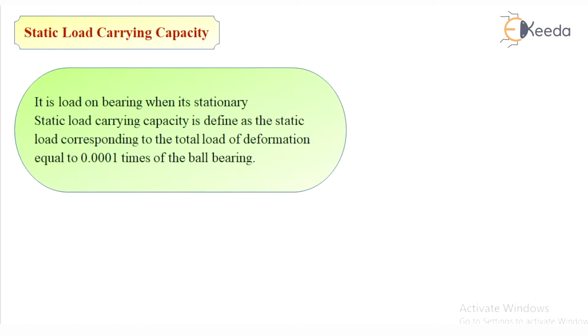The next parameter is static load carrying capacity. It is the load on the bearing when it is stationary. Static load carrying capacity is defined as the static load corresponding to the total load of deformation equal to 0.0001 times the ball diameter.